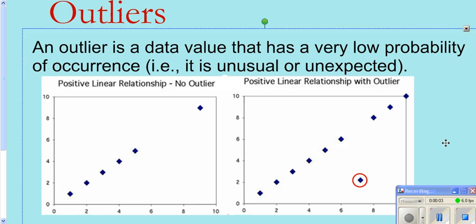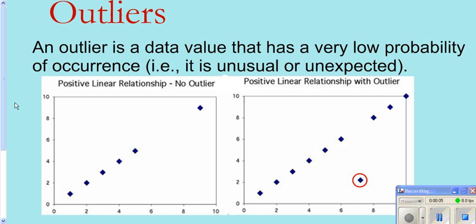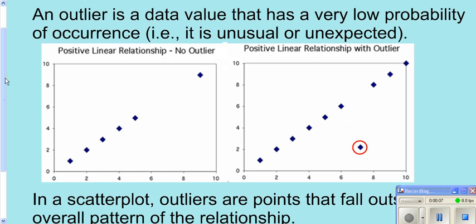Let's talk about outliers. We talked about them briefly a little bit ago, but an outlier is a piece of data that's significantly different than all the others. Here are two examples of scatter plots. Here's an example of an outlier. It's significantly different than all the other points.